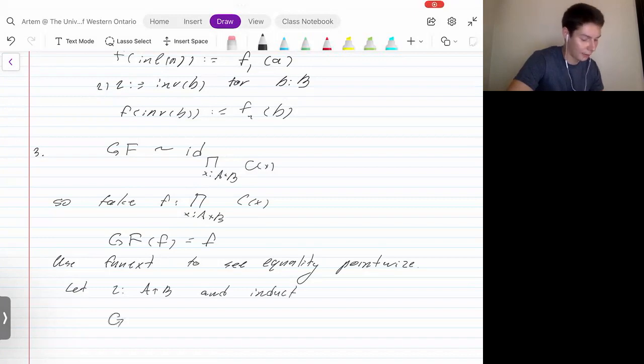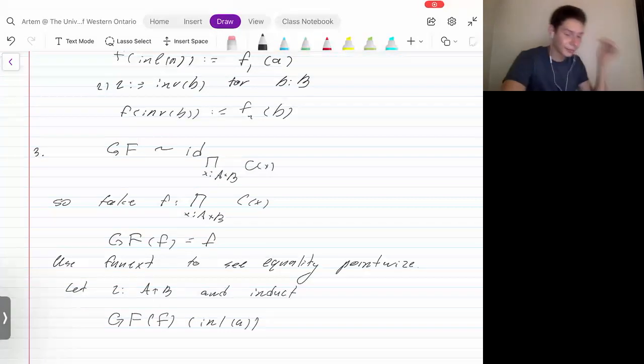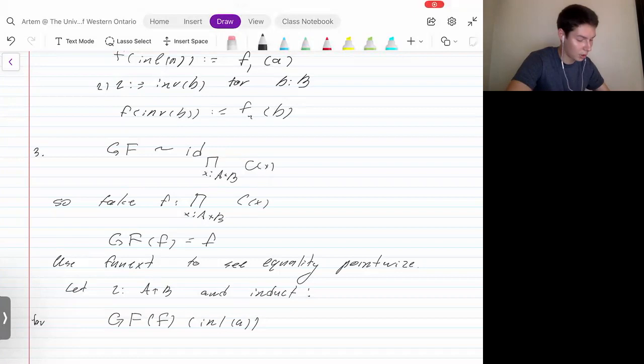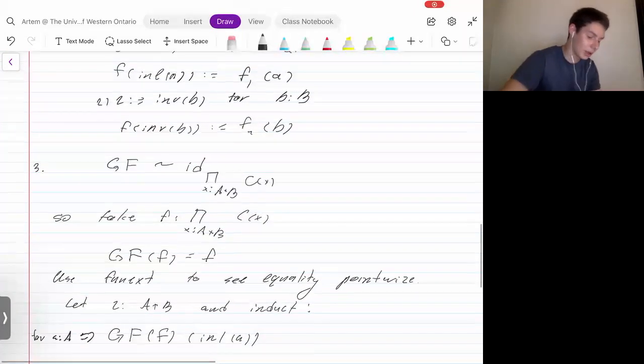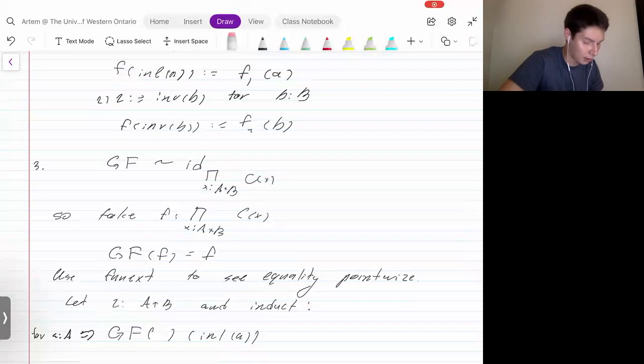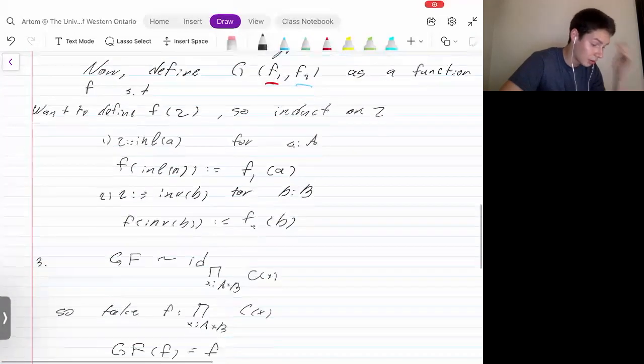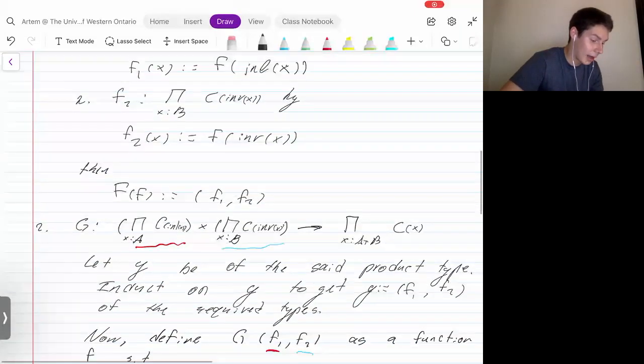So we have G, F at F applied to, for example, in left A, where A in A, we get this general meta arrow. So let's look at the definition. I should be careful with writing F's, small ones and big ones. So how do we define F?